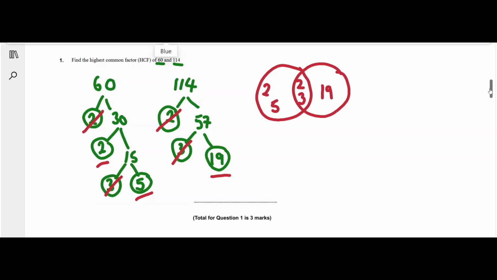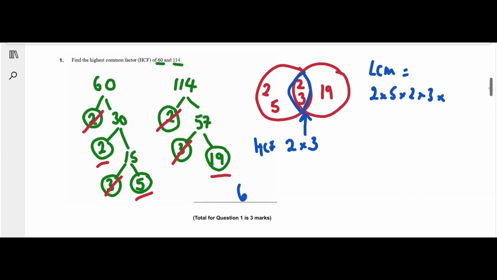So if you want your highest common factor, which is what this question is asking me for, all I need to do is multiply together the numbers in the middle of the Venn diagram. So 2 multiplied by 3 will give me my highest common factor, which is 6. And that's how you do it. If you were asked for your lowest common multiple, which it could be either or, you multiply all the numbers together in the diagram. So if we were asked for the lowest common multiple, I would do 2 times 5 times 2 times 3 times 19. That's all the numbers in the diagram. But I've only been asked for my highest common factor, so my answer is just 6.